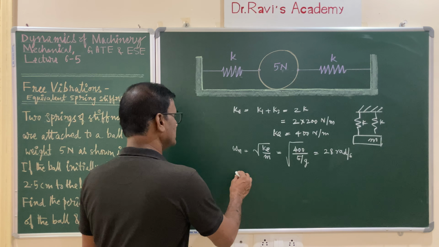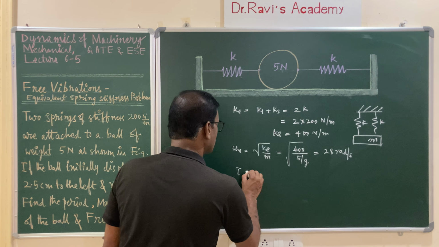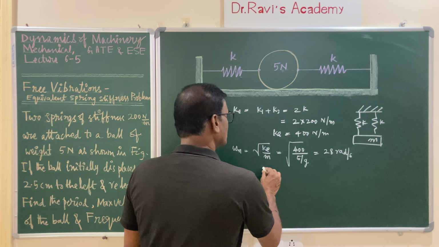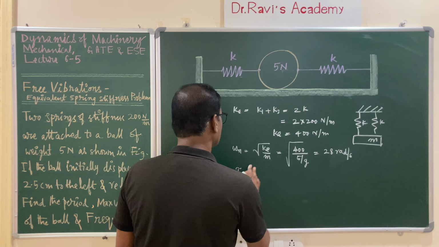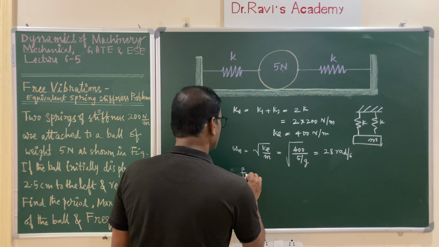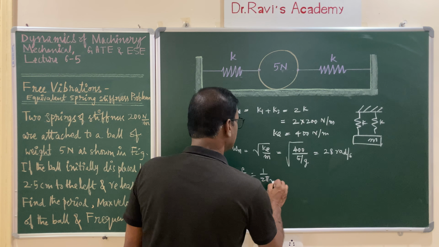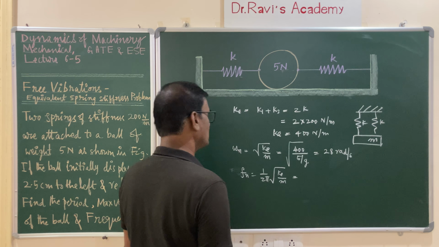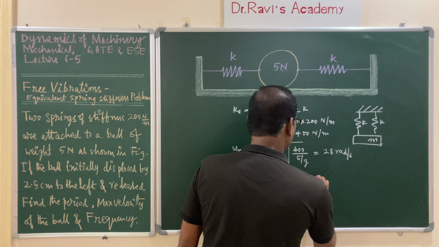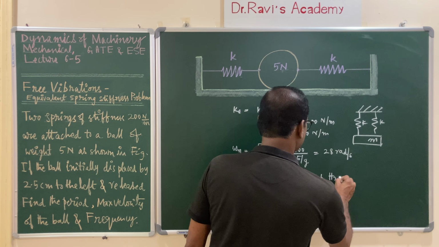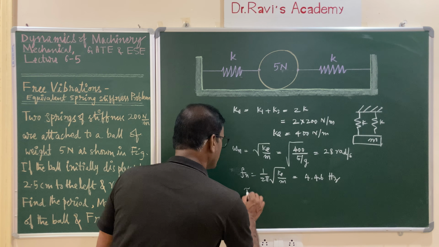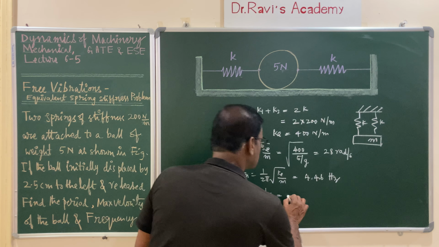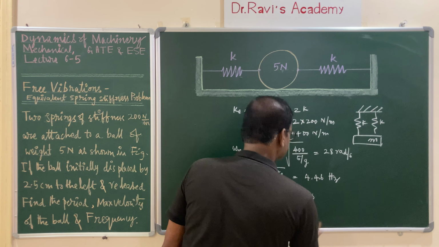And let us calculate tau, the time period. The time period is 2 pi by omega. You can calculate the frequency of the system. Frequency of the system, Fn, is equal to 1 by 2 pi times the square root of Ke by mass, and this you are going to get as 4.46 hertz, cycles per second. And the time period, tau, is the reciprocal of frequency Fn. So this you will be getting as 0.224 seconds.